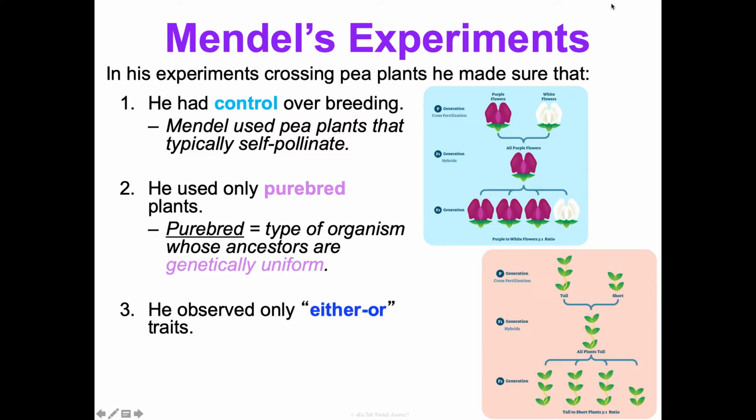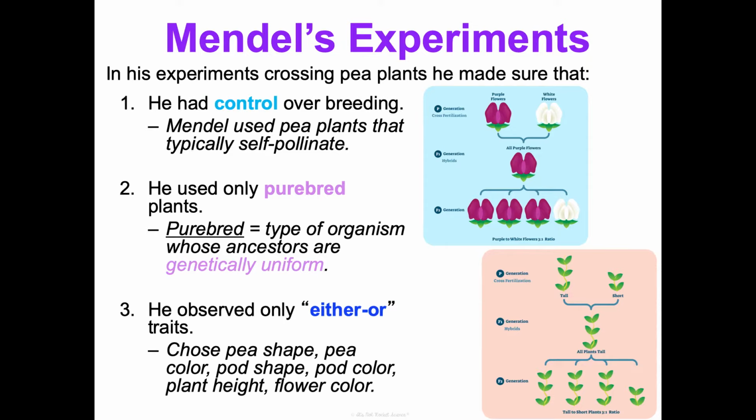And then last, he looked at either-or traits, meaning he really only looked at simple traits where there were only two options. And there are a lot of things like that in pea plants. For example, the shape of the peas can be round versus wrinkled. The flower color can be purple or white. In general, the height of pea plants can be categorized as tall versus short. So he's looking at these either-or traits. He was studying really simple things. We have either-or traits in us as humans as well, and we'll look at some, but a lot of our traits are more complicated than that, which again, we'll get into in later concepts.